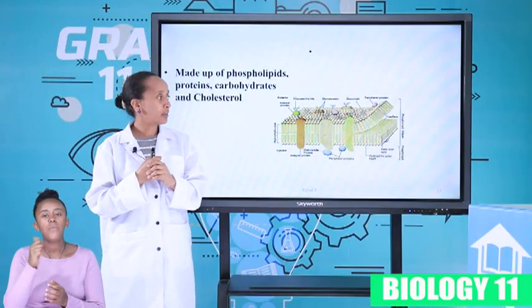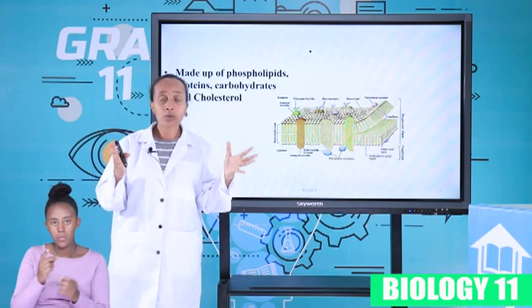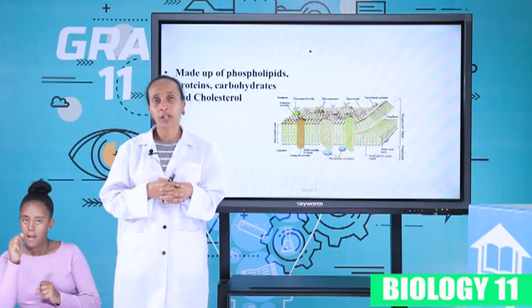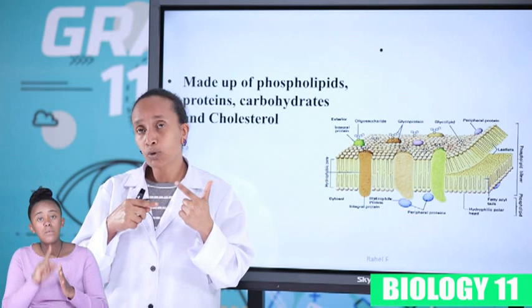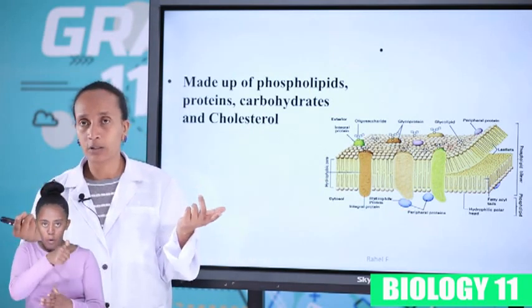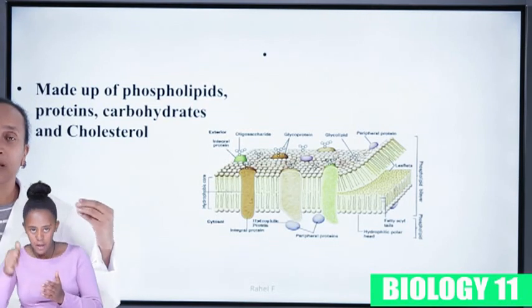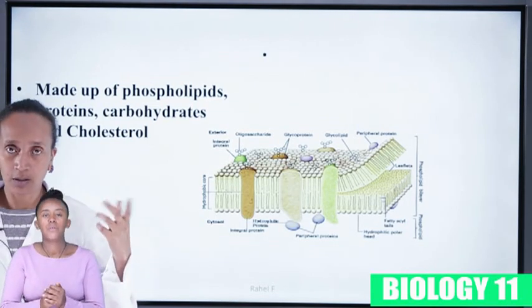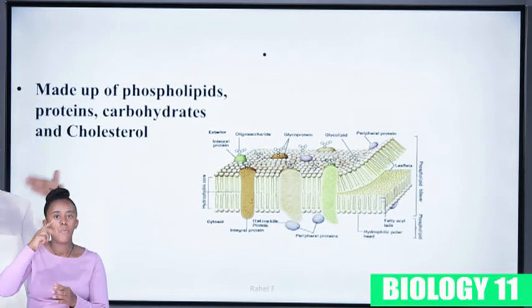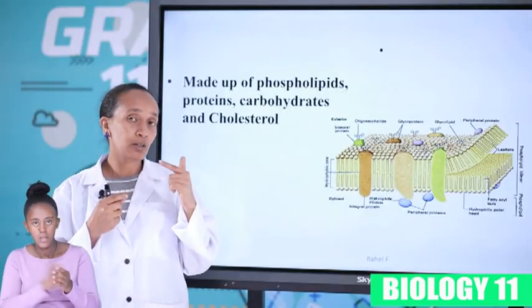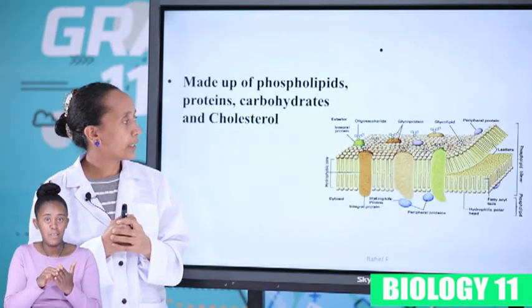And the other similarity, both have their own DNA. That means they are able to produce their own protein. This is because mitochondria and chloroplast were prokaryotic cells in ancient times before the evolution of the eukaryotic cell. For that reason, they have their own DNA.